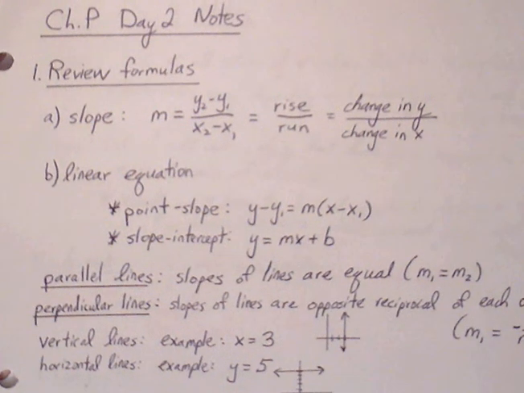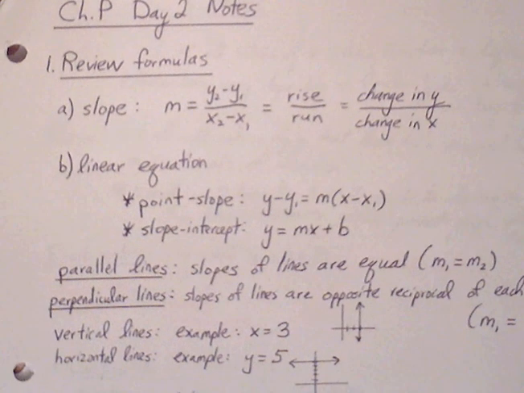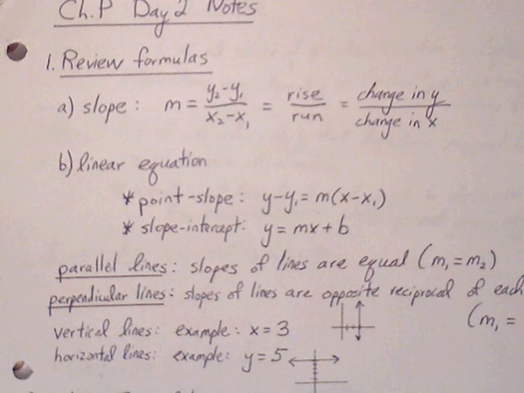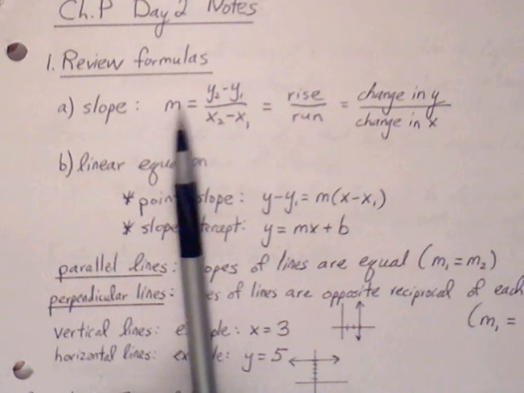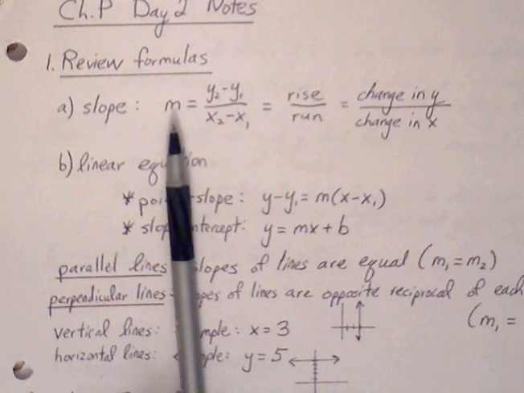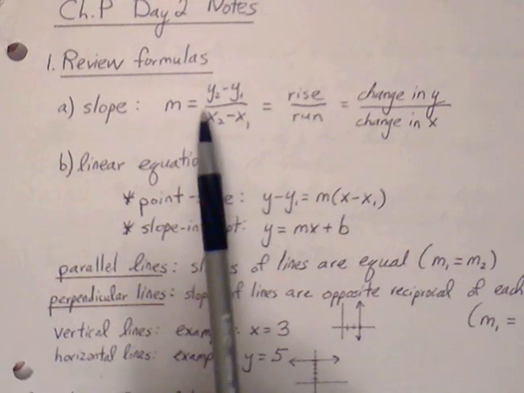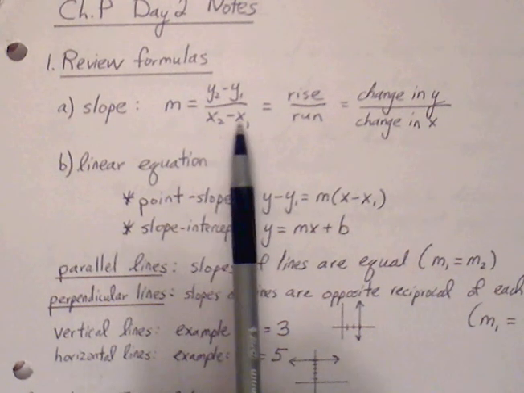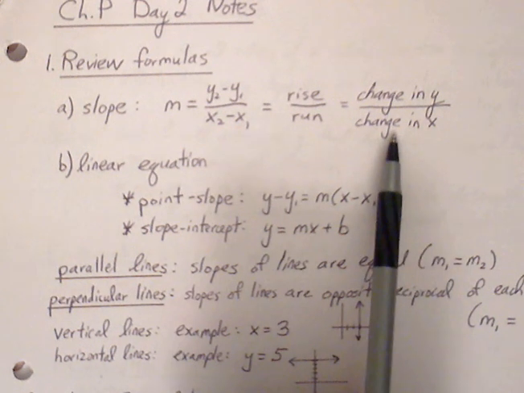Let me go over Chapter P, Day 2 Notes. So let's just review some formulas here. To find slope, slope is simply the change in the y value divided by the change in x value. So as long as we have two ordered pairs, we can always find the slope. So here, y sub 2 minus y sub 1 over x sub 2 minus x sub 1. Rise over run, change in y over change in x.